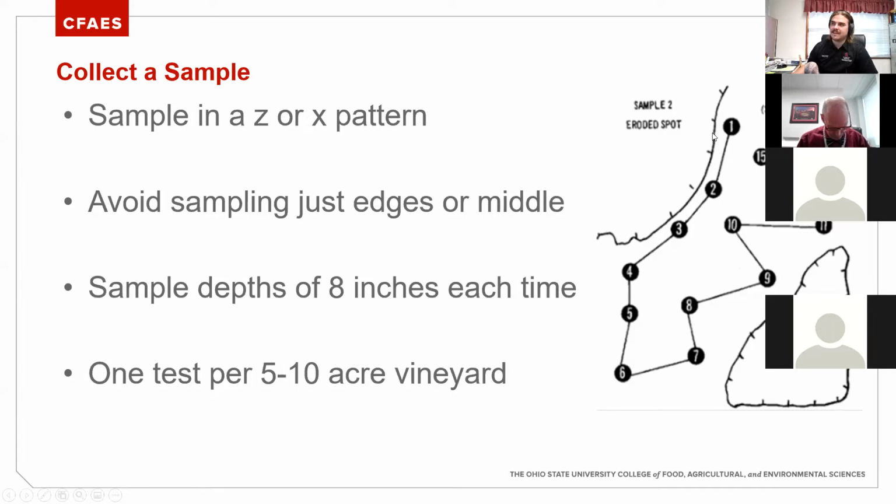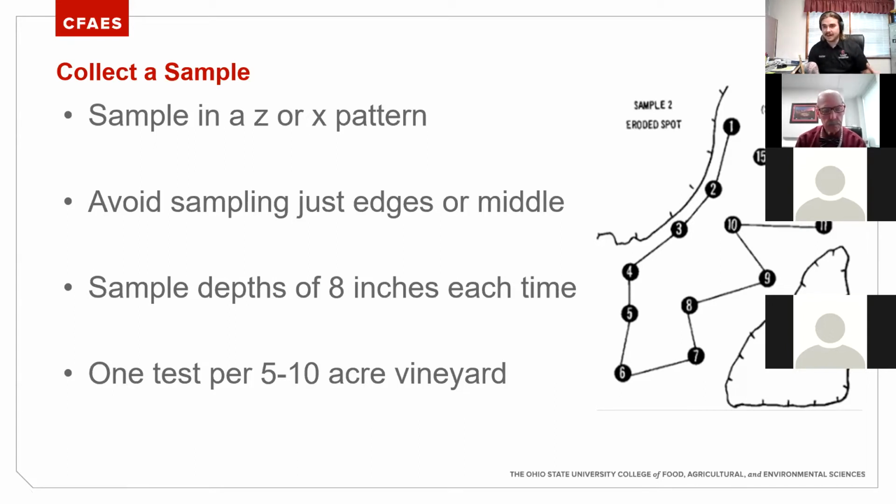It has an eroded spot there. So they're staying away from that eroded spot because they know that would compromise the rest of the soil test. And then down here at the bottom right, it says sample 3 low spot. So there's a low spot there, and they know that would be different as well. So they're staying away from that.